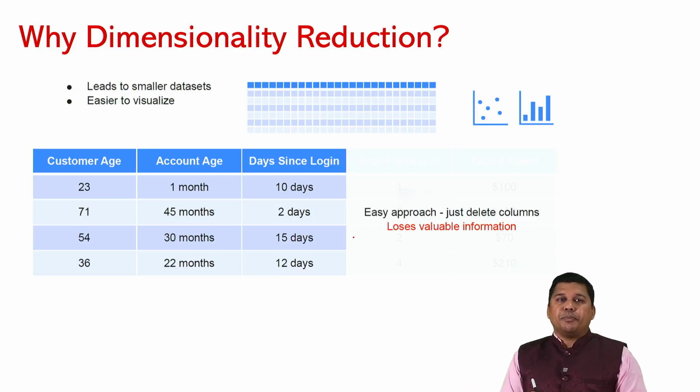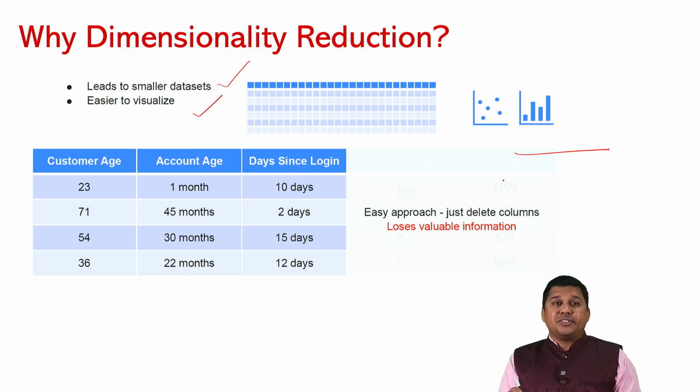Now, why do we have to do dimensionality reduction? What is the benefit of that? When you reduce the dimension of the data, we have smaller data sets. It becomes very easy for us to visualize the data. If you want to plot some graphs, see how the data is distributed, find out what is the maximum value, what is the minimum value, a lot of things you can do using visualization.